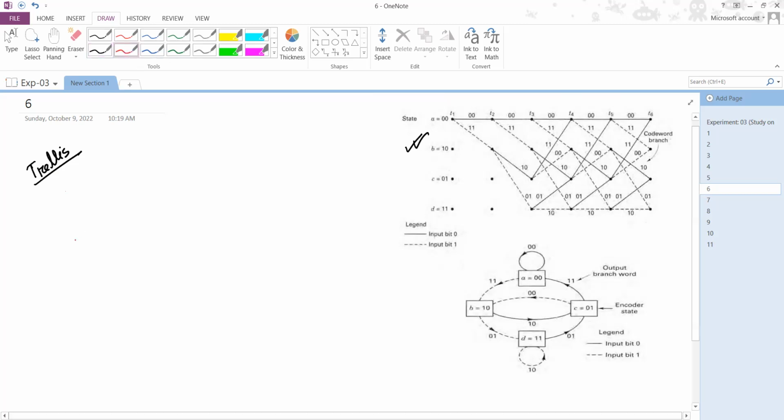At first, I'm just giving the dots here. First dot, second dot, third, fourth dot. And each dot represents a state. That means first state, A equal to 0 0, then B equal to 1 0, C equal to 0 1, and D equal to 1 1. So these are the 4 states that we are talking about. And in this way, for time t6, we have to draw all the dots like this.